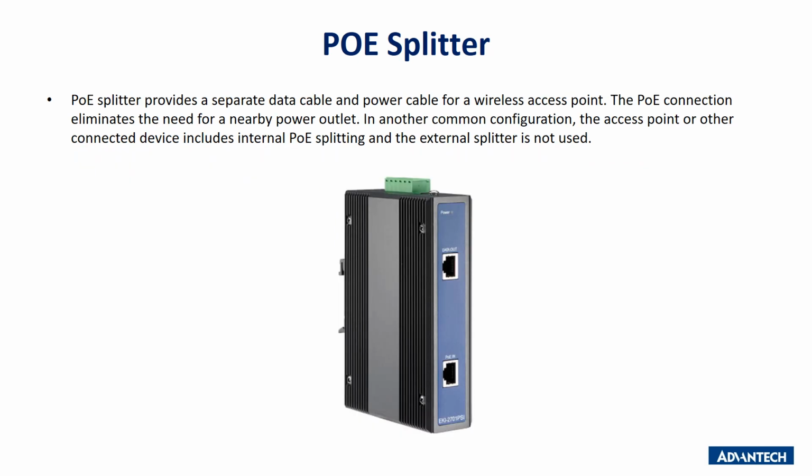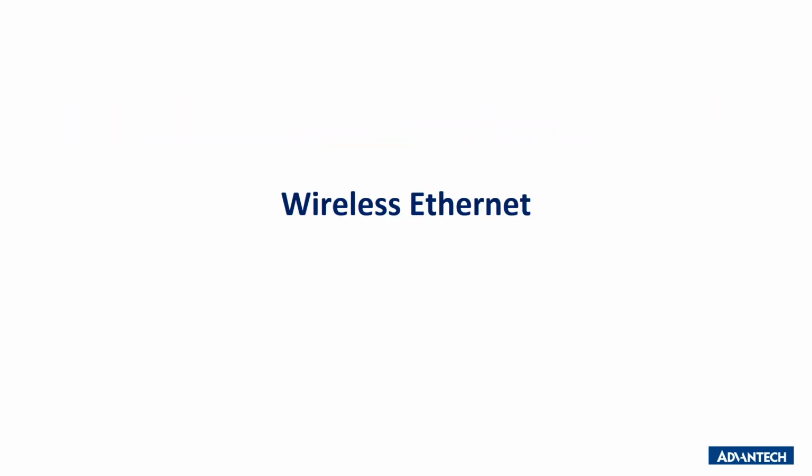A PoE splitter provides a separate data cable and power cable for a wireless access point. The PoE connection eliminates the need for a nearby power outlet. In another common configuration, the access point or other connected device includes internal PoE splitting and the external splitter is not used. In the next section, we will introduce wireless Ethernet.